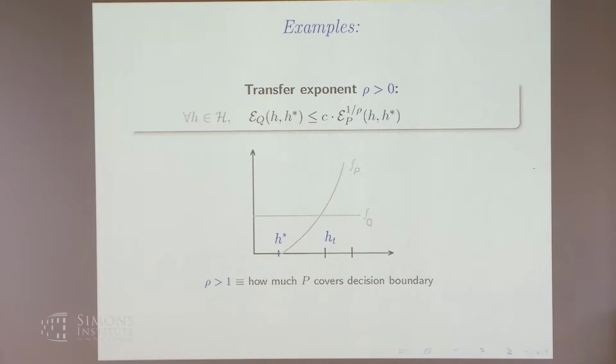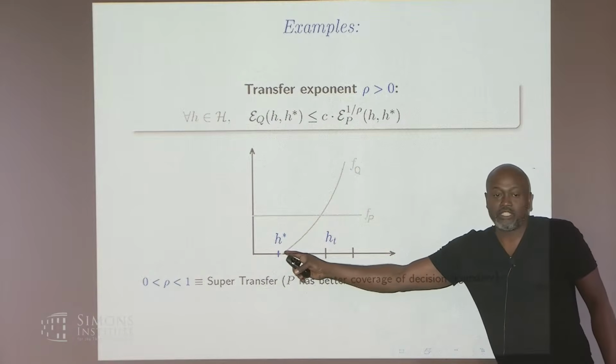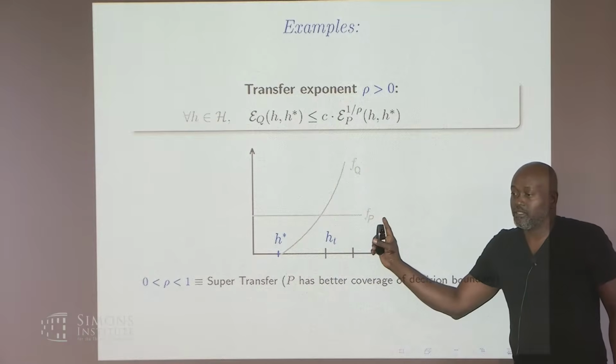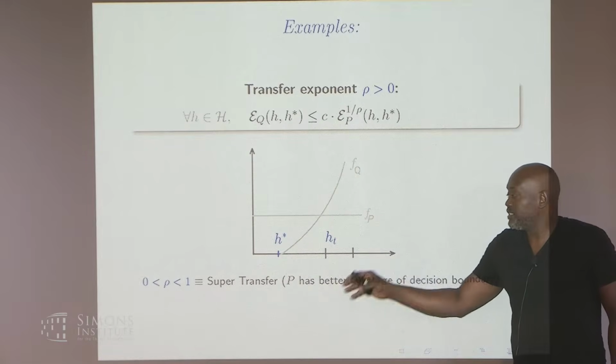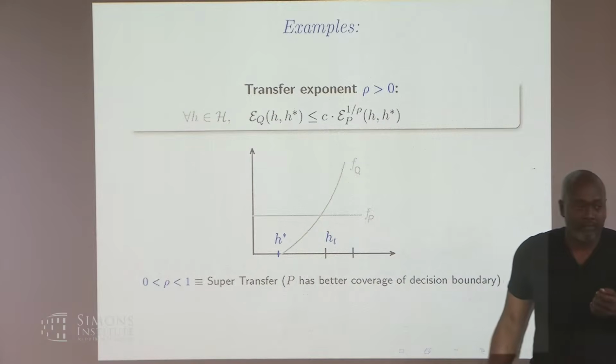If I flip it, so now the target has little mass around the decision boundary, the source has a lot of mass around the decision boundary. This is a situation I call super transfer. So it could be that in fact, the source is better for me than the target data itself, right? And in this case, rho is below 1.